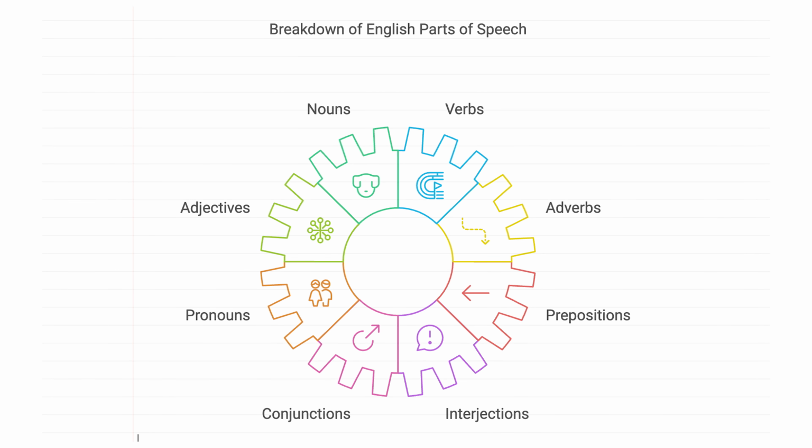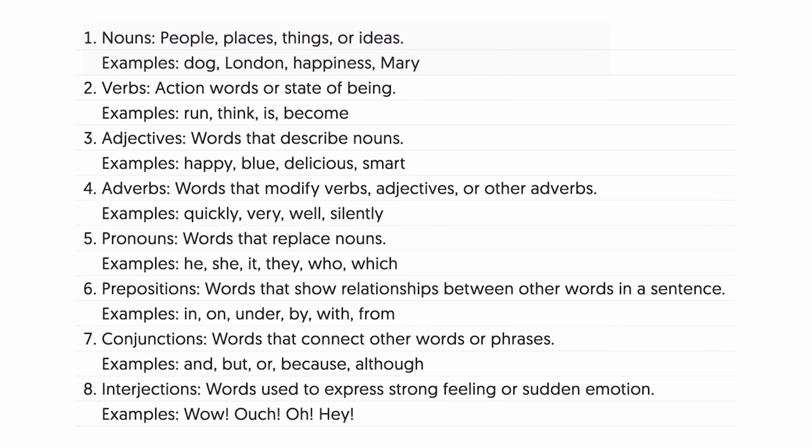3. Parts of speech overview. In English, we have 8 parts of speech. These are the categories into which words are classified according to their functions in sentences. 1. Nouns: people, places, things, or ideas. Examples: dog, London, happiness, Mary.